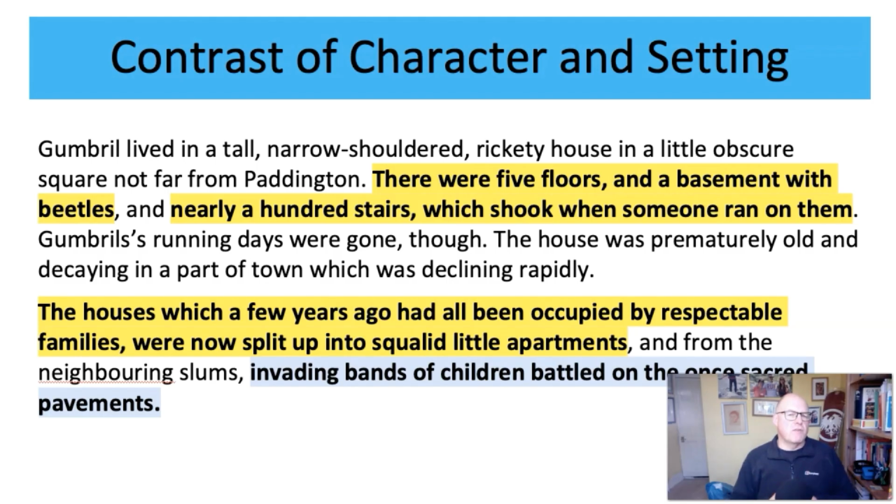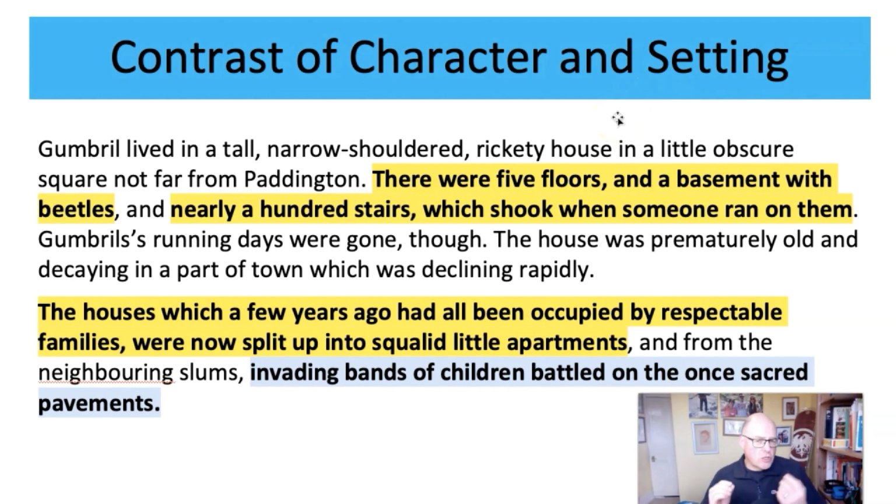And if you want to develop your contrast further, let's look at contrast with character and setting. Now that's so useful because whatever the exam question is, you will be able to introduce a character into it. Let me show you. Gumbrel lived in a tall, narrow-shouldered, rickety house in a little obscure square not far from Paddington. There were 5 floors and a basement with beetles.